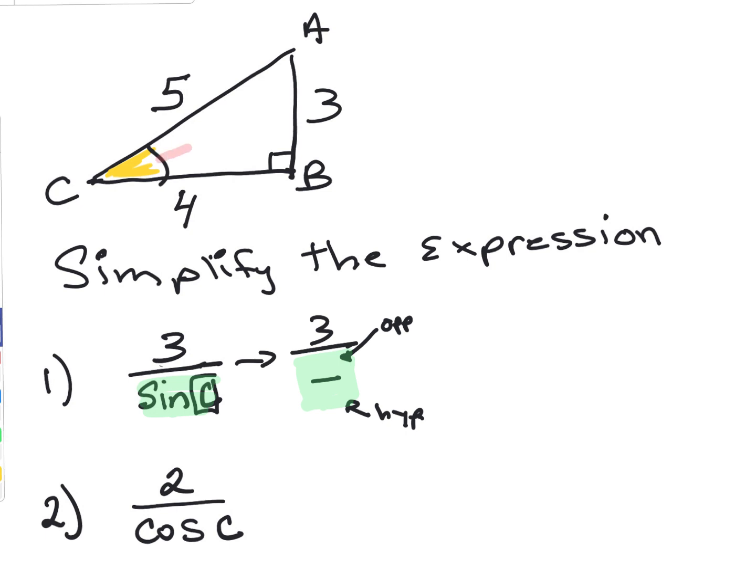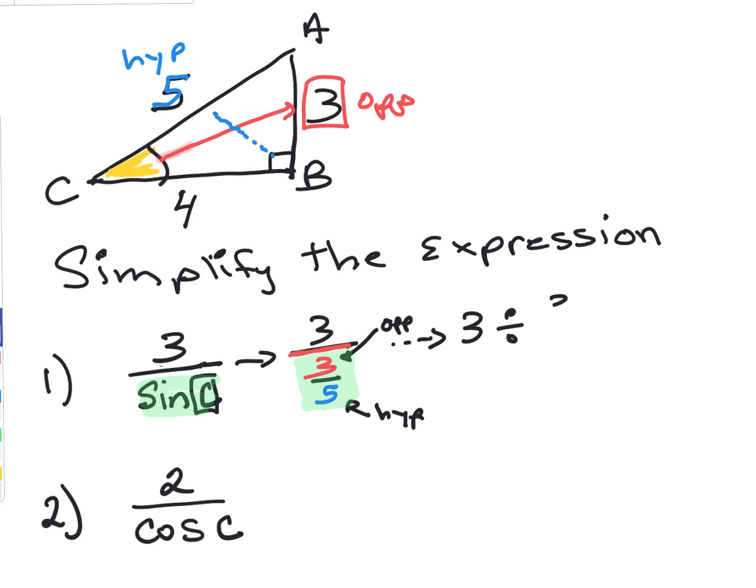And so if we're looking out from C and looking straight out, wouldn't 3 be the opposite side? And so doesn't 3 go in the numerator? And isn't 5 the hypotenuse because it's the longest side, and the hypotenuse is always across from the 90-degree angle? So wouldn't that make that 3 divided by 3/5? So you should always simplify when you have a fraction within a fraction. That's called a complex fraction. So remember, this division bar is just a fancy way of saying 3 divided by 3/5.